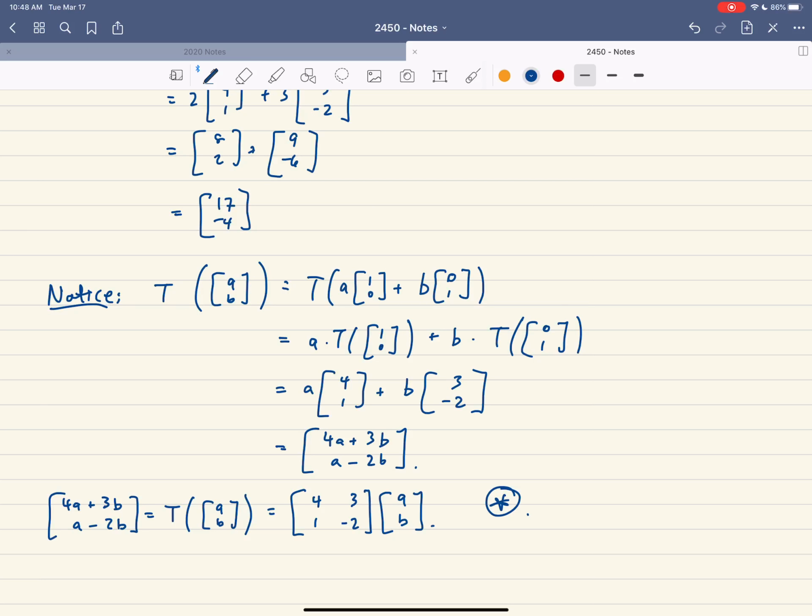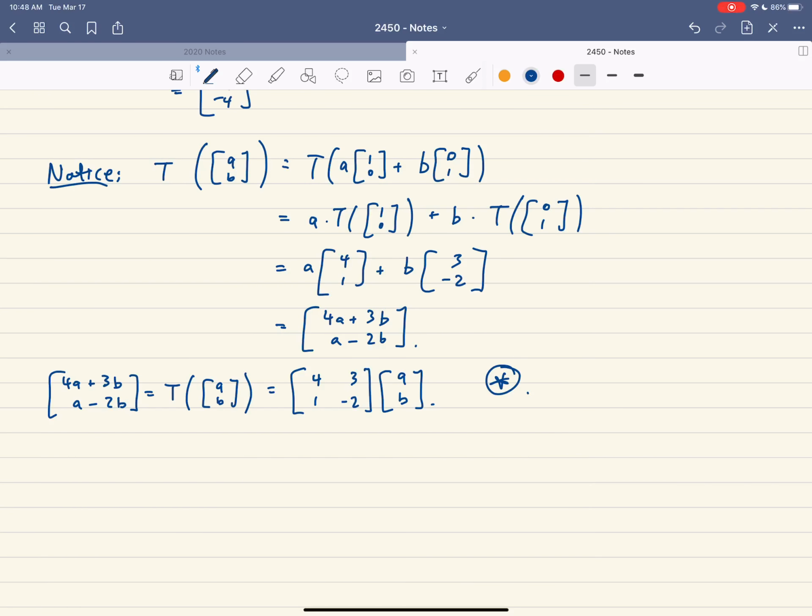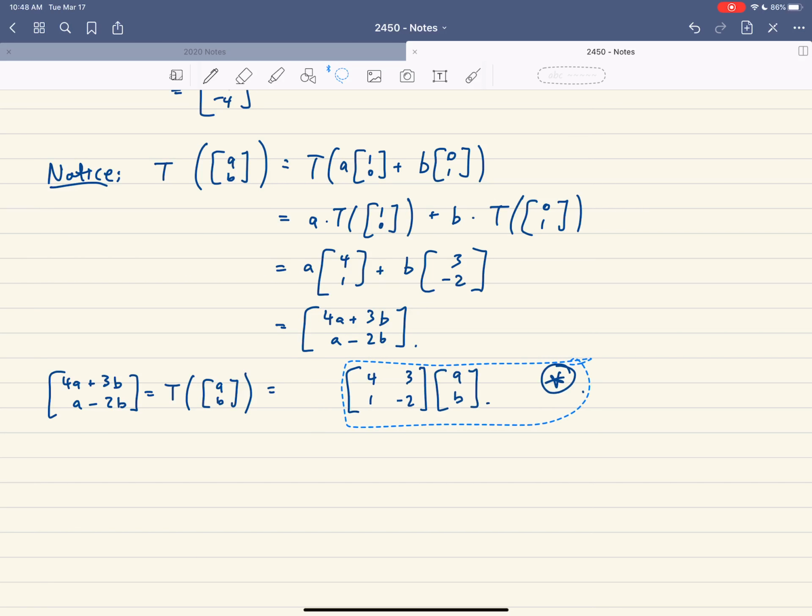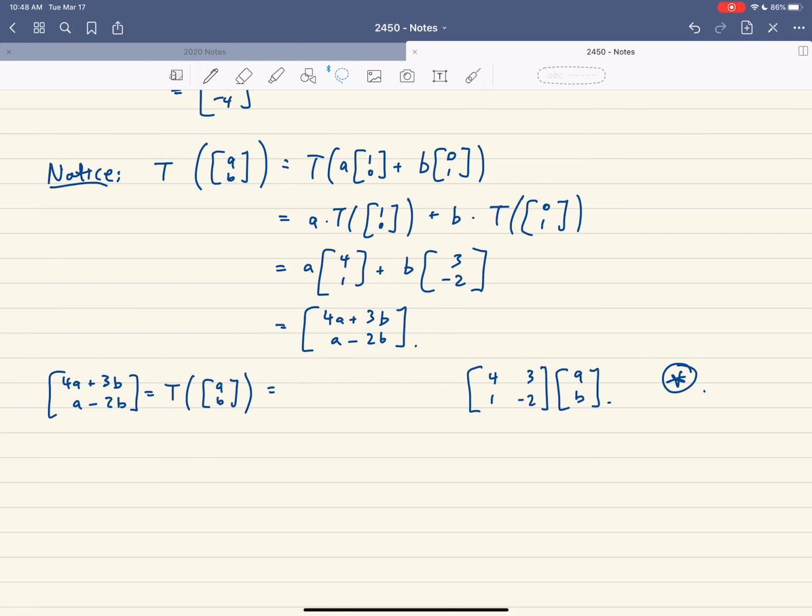This actually gives us a nice perspective on matrix multiplication and why it works the way it does. So let me actually just add in one extra layer here. This is the same as a times (4, 1) plus b times (3, -2). Okay, so this ties in a lot. This tells us why matrix multiplication is the way it is. Linear transformations are exactly the things that are represented by matrices. Matrices are linear transformations. There's a lot going on.